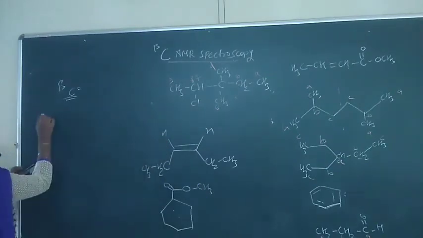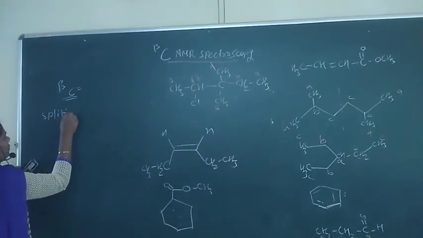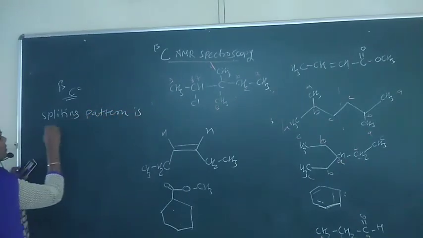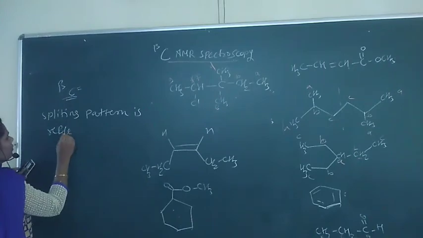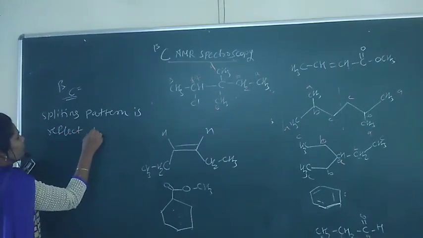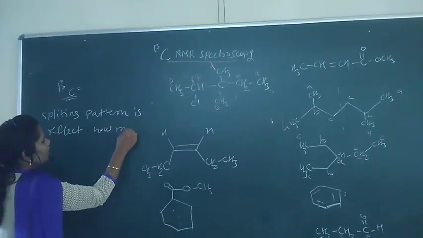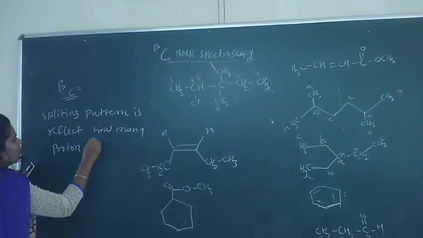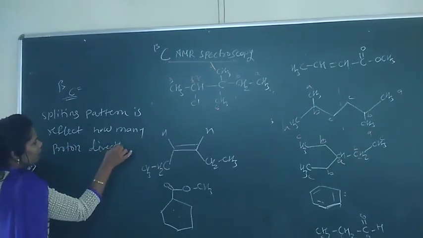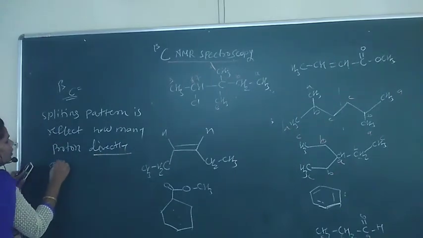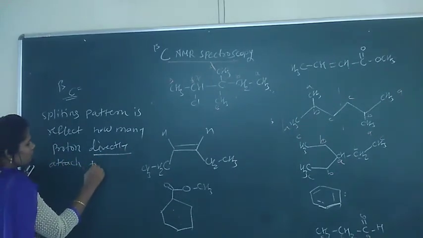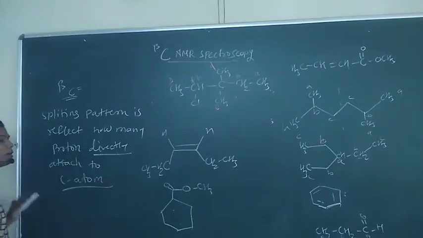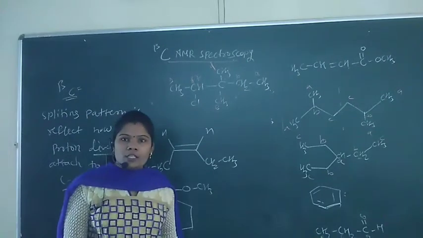Here the splitting pattern reflects how many protons are directly attached to the carbon atom. According to that, we can find out the type of splitting.